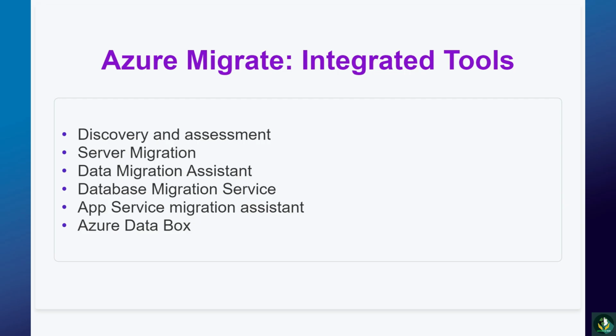Web application migration is addressed by the Azure App Service Migration Assistant. This standalone tool is designed to assess on-premises websites and facilitate their migration to Azure App Service. It's particularly useful for migrating .NET and PHP web apps to Azure. Lastly, for scenarios involving large amounts of offline data, Azure provides the Azure Data Box. This tool is designed to securely and efficiently move substantial volumes of data to Azure when network transfer is not feasible or cost-effective.